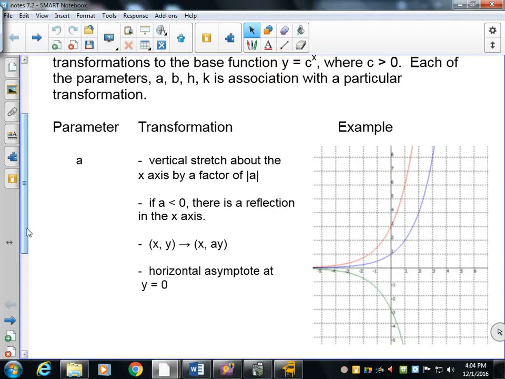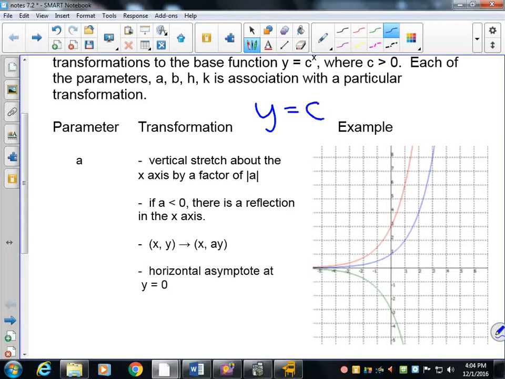So if we have an a value, so this is our regular equation. Now if we look at this blue line, if we let it be y is equal to c to the x, we could figure out what our constant was just by looking at what it is at 1, right? At 1 it's 2, right? So we can say y is equal to 2 to the x. That's that blue graph.